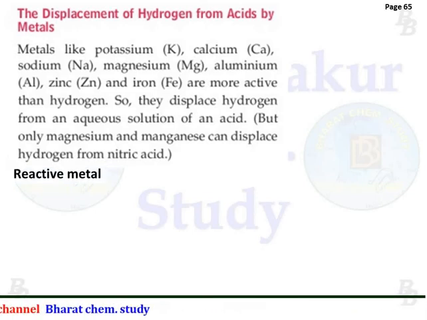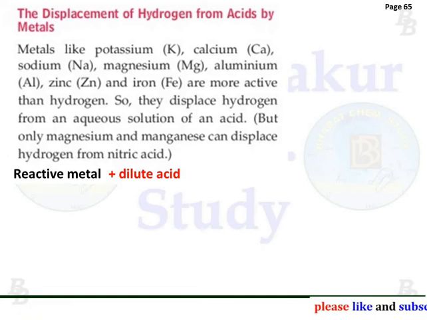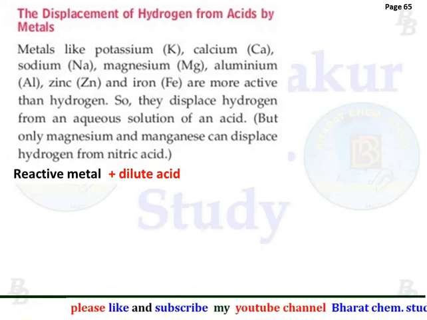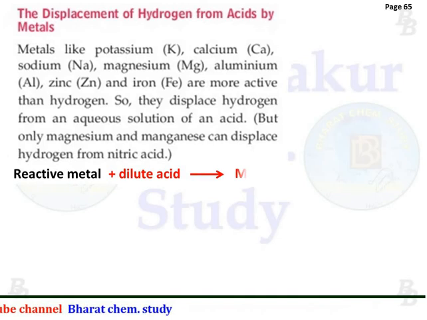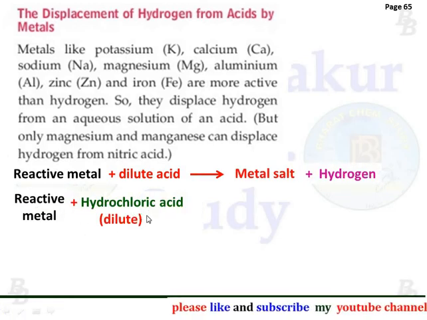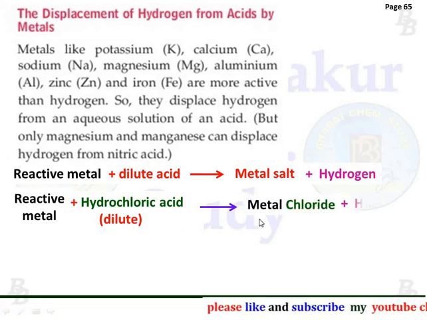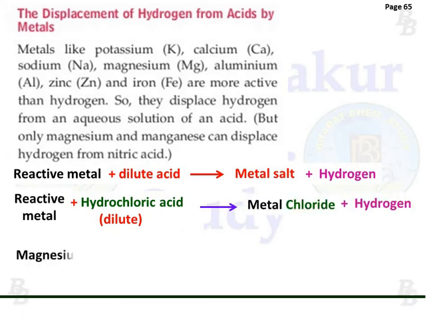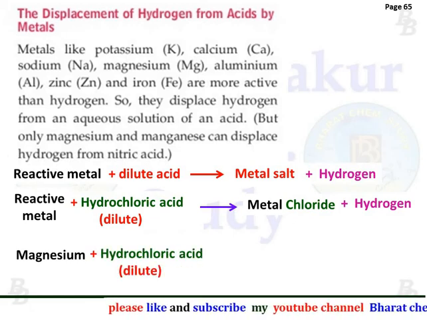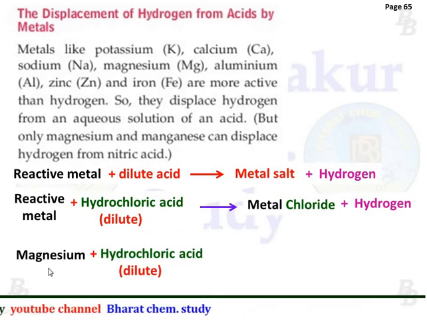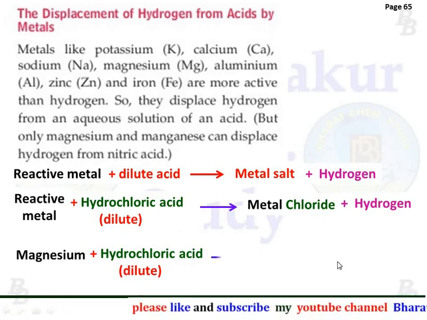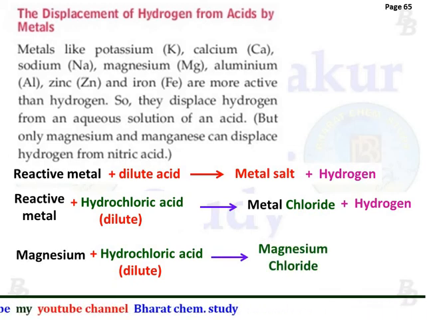For example, when reactive metals react with dilute acids, either HCl or sulfuric acid, they produce their metal salt and hydrogen gas. If a reactive metal reacts with hydrochloric acid, the salt formed is the metal from the metal and chloride from hydrochloric acid: metal chloride plus hydrogen gas is formed. Let's take an example. Magnesium reacts with hydrochloric acid. The salt formed has magnesium as the metal, and the negative part from hydrochloric acid is chloride. The salt name is magnesium chloride plus hydrogen gas.